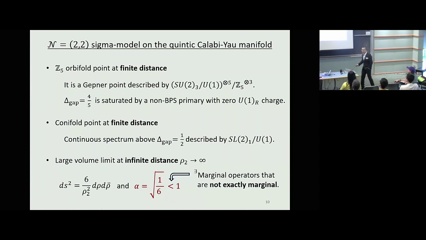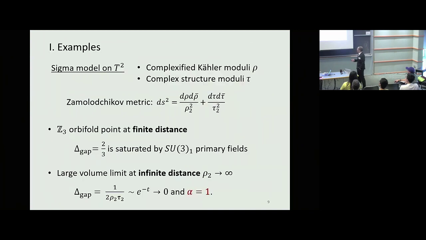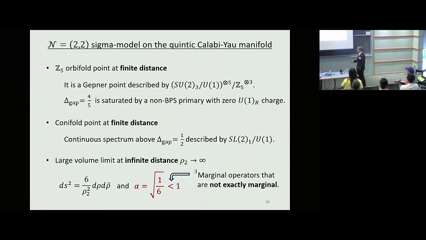And then there is an infinite distance point. If you are careful in normalizing the Zamolodchikov metric, you find that there is actually a 6 in front compared to 1 over here. So since this is normalized with 6, alpha in this case is 1 over square root of 6, which is less than 1. So this is interesting. And I'm going to explain why this does not saturate the bound. This has to do with the existence of marginal operators near this infinite distance point, which are not exactly marginal. Okay, so these are examples.